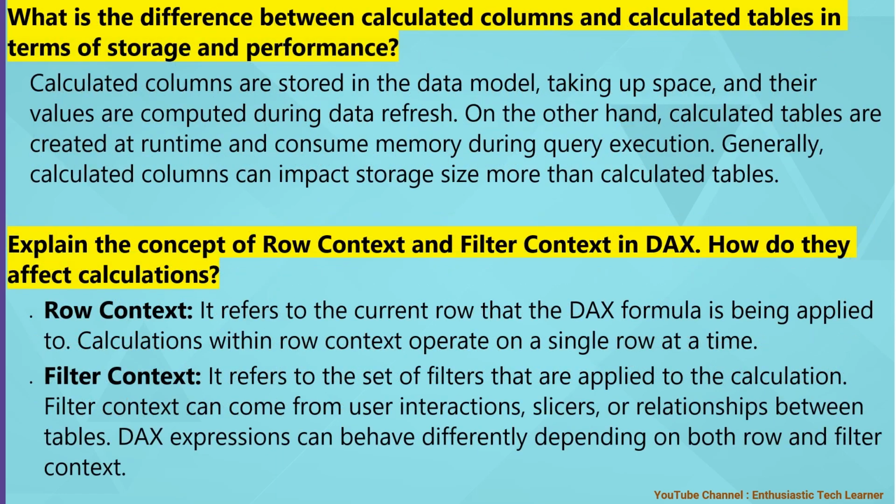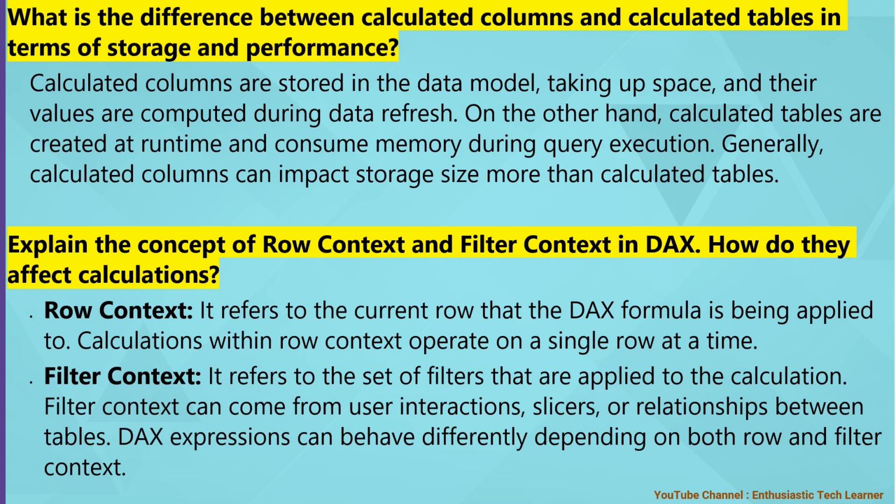What is the difference between calculated columns and calculated tables in terms of storage and performance? Calculated columns are stored in the data model, taking up space, and their values are computed during data refresh. On the other hand, calculated tables are created at runtime and consume memory during query execution. Generally, calculated columns can impact storage size more than calculated tables.